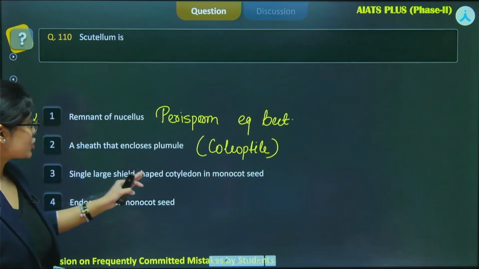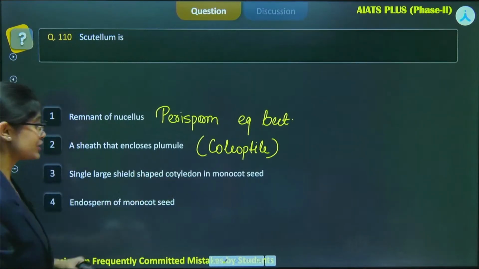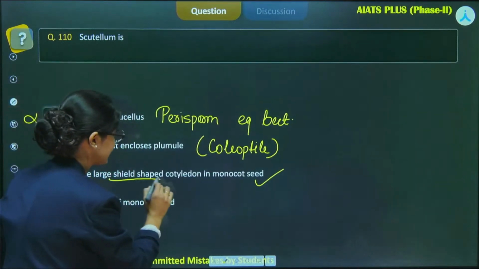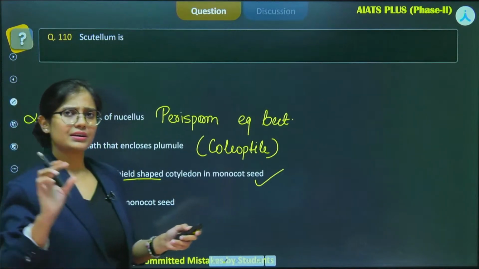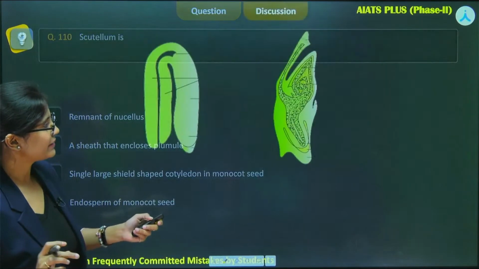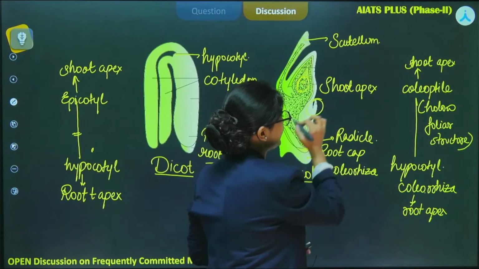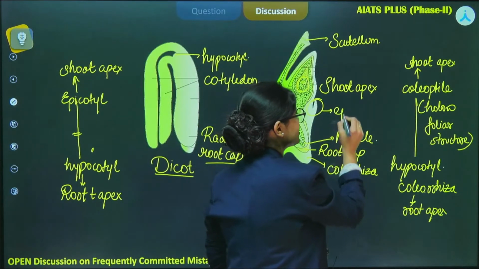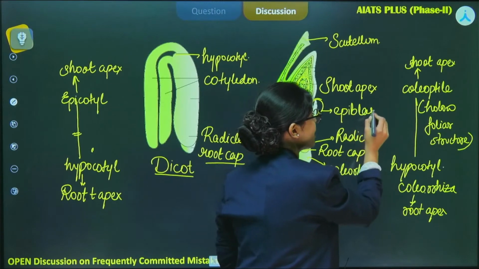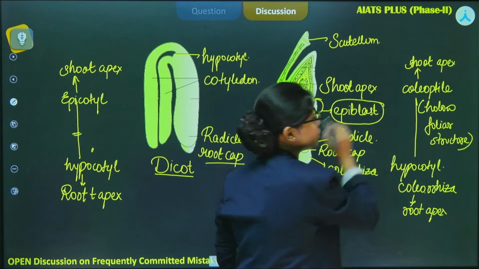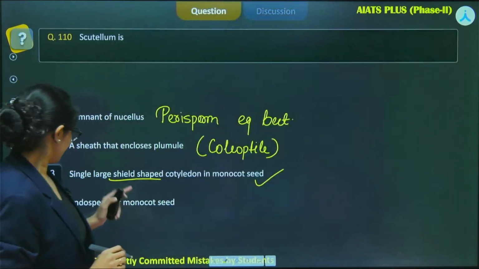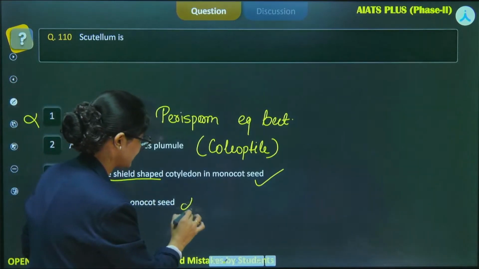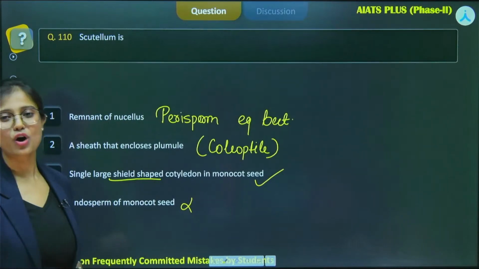Third one is single large shield-shaped cotyledon in monocot seeds. So yes, this is absolutely true. Scutellum is the single large shield-shaped cotyledon. And what happened to the other cotyledon? If we see the diagram, this region, which is not written in the NCERT but given in the diagram, is the epiblast. It is the remains of the second cotyledon found in the monocot. Now, option 4 says endosperm of monocot seed. So no, this is also incorrect. So for this question, the correct answer is option 3.